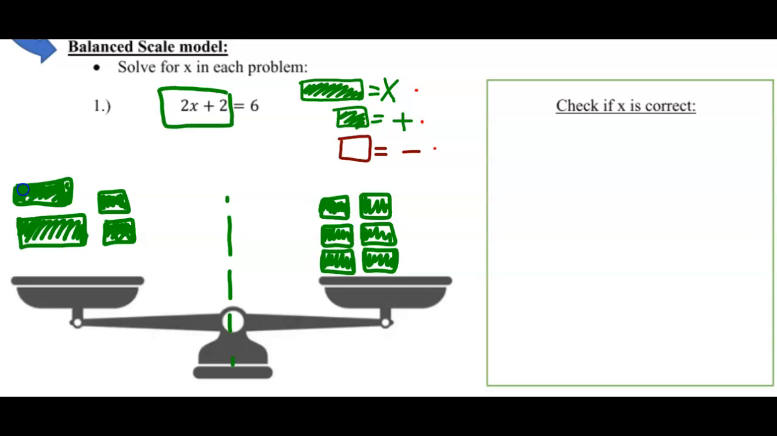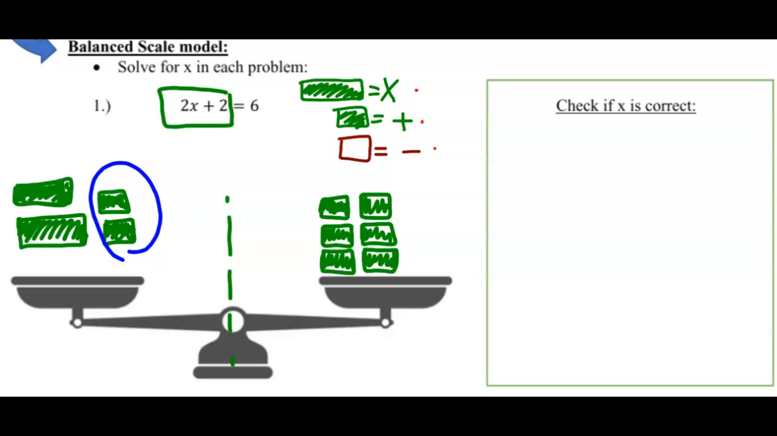Okay, now, here's the thing. We need to make our balance level. So to make our balance level, we need to have just x's on the left side over here, okay? So these two constants right here, they need to go away. These two constants need to go away because these are all constants over here, right?